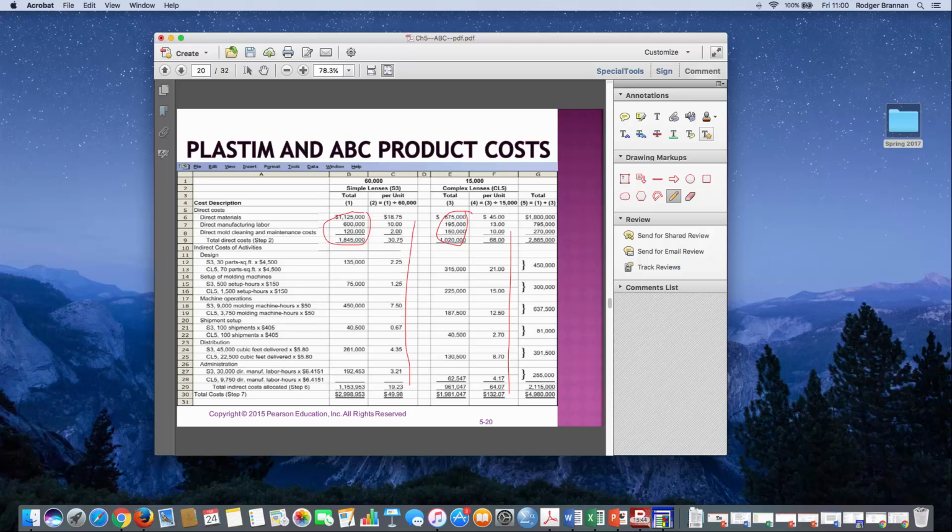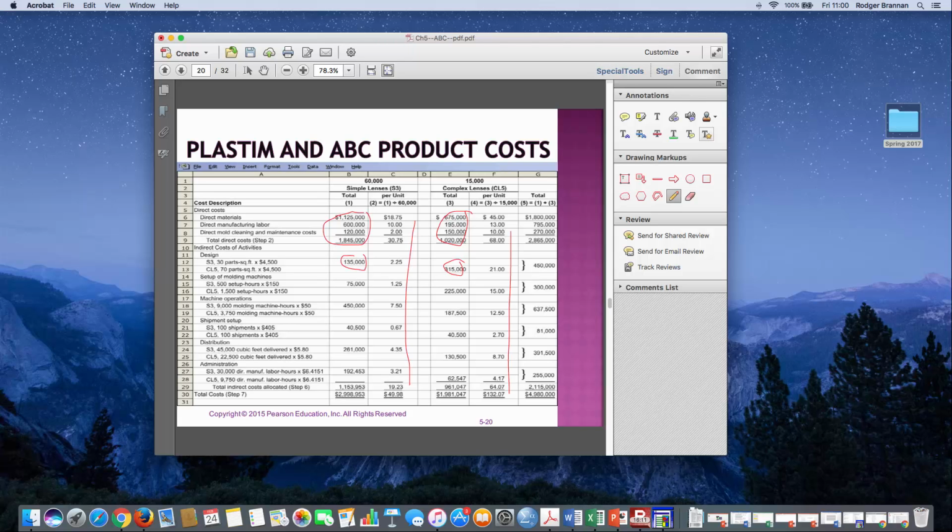So given that the simple requires 30 parts and the complex requires 70 parts, take the 30 times 4,500 and 70 times 4,500, and you get 135 and 315,000 total. Again, don't worry about the unit level cost. Go through and do the same thing with the mold setup, okay? Again, these are batch level costs.